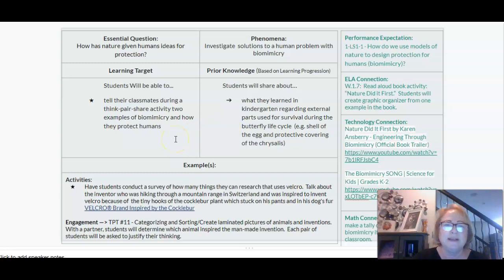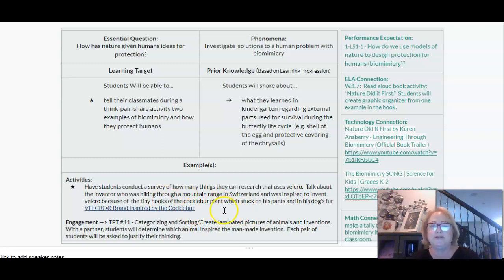Students will be able to tell their classmates during a think, pair, share activity at least 2 examples of biomimicry and how they protect humans. And to tap into some of the students' prior knowledge, we will talk about the butterfly cycle activity and regarding parts used for survival during the butterfly cycle, for example, the shell of the egg and protective covering of the chrysalis.